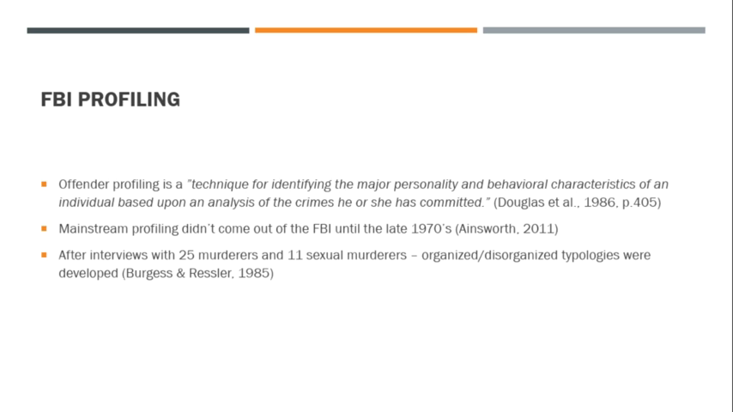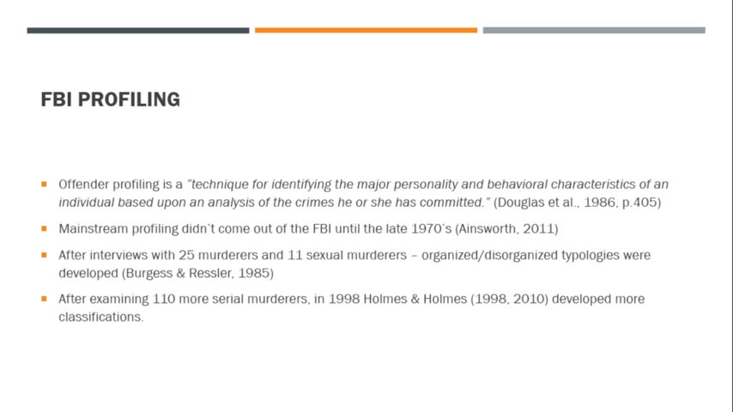After extensive interviews with 25 serial murderers and 11 sexual murderers, the FBI was able to develop the organised and disorganised classification for offenders. They believed this classification system was very helpful as the two types had different personality traits. In 1998, these classifications were built upon by Holmes and Holmes. After examining a further 110 serial murderers, it was found that there are 37 different characteristics a killer might have. Using the presence of each characteristic, they were able to add on to the classifications already developed. These were visionary, mission, lust, thrill, comfort, and power and control.